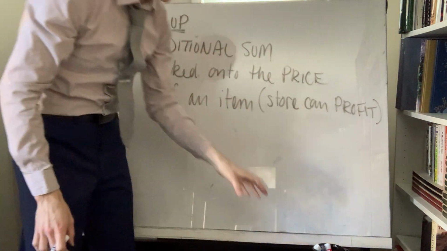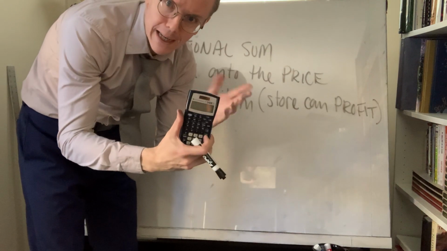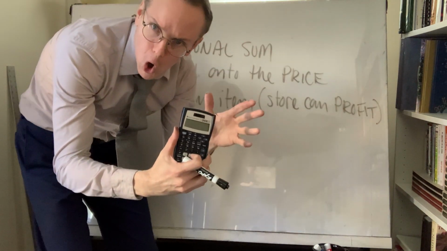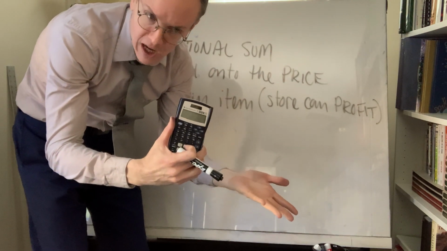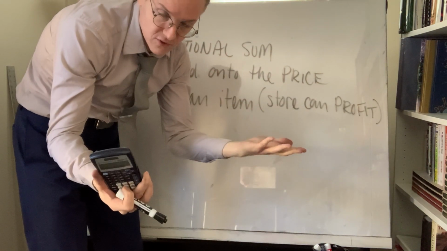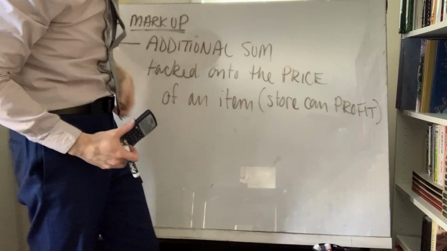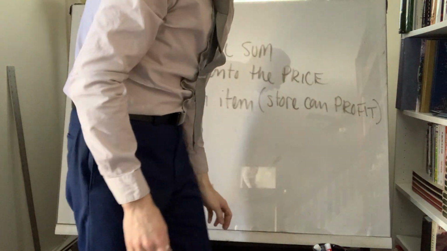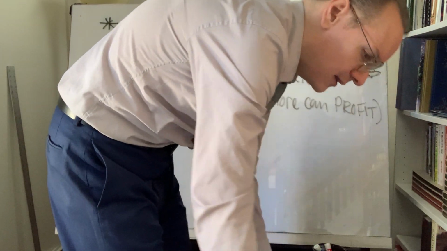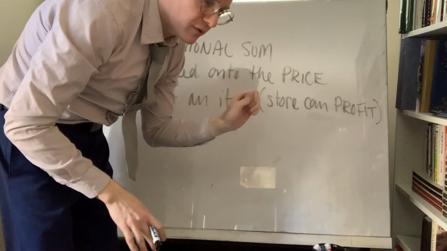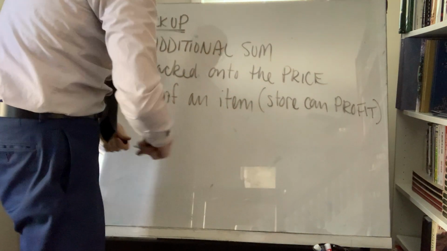Anyhow, if you go to Staples, you might pay $20 for this calculator. If you went to Walmart, you might pay $15 for this calculator because they have different markup prices. The additional cost that is extra, the additional price that they tack on. If you wanted to calculate that in terms of a percentage, you could figure out what the difference is.